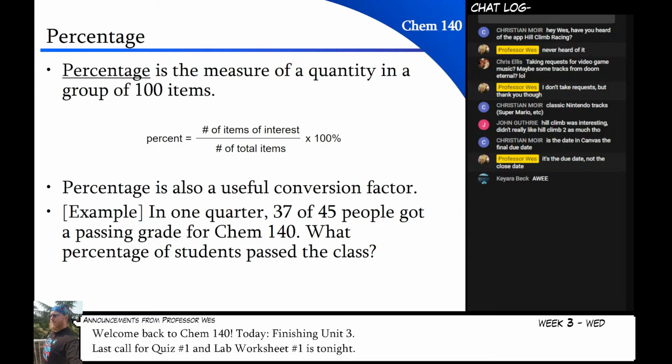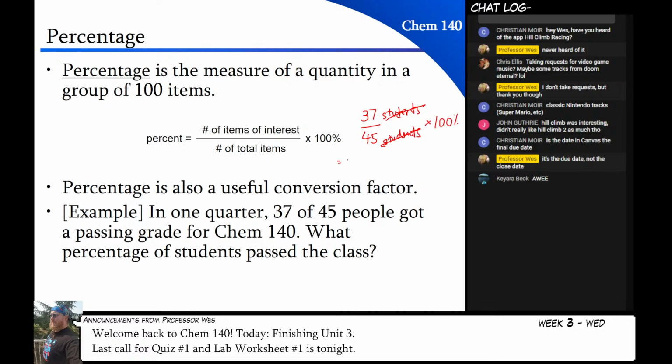So let's do a very basic percentage question just to show that we know how to do percentage. So in a previous quarter that I taught this class, 37 out of 45 people passed the class. What percentage of students would pass Chem 140 at this rate? And so we would say, okay, well, 37 divided by 45. Now, if I put students in both cases, because we like to throw in our units, right? Well, the units immediately cancel out.